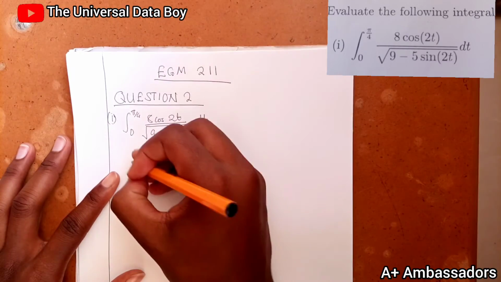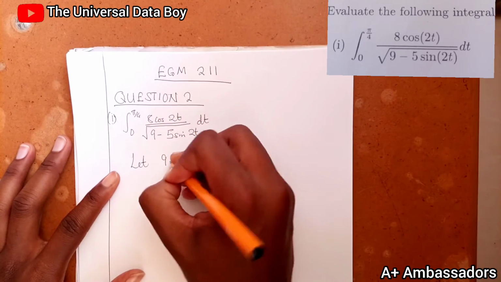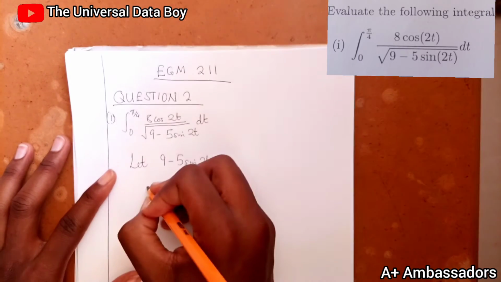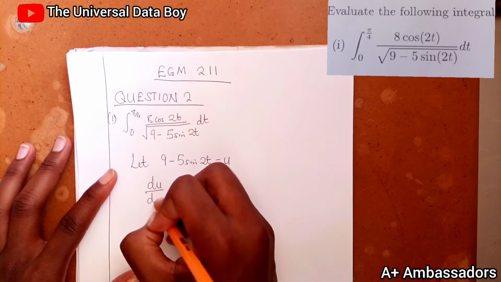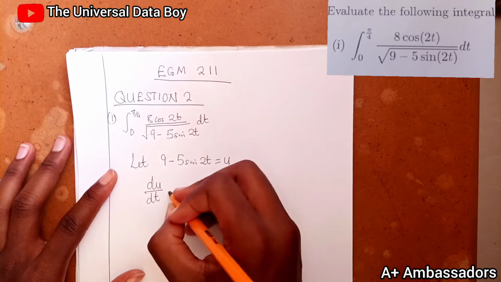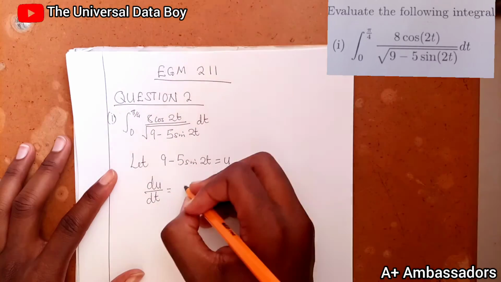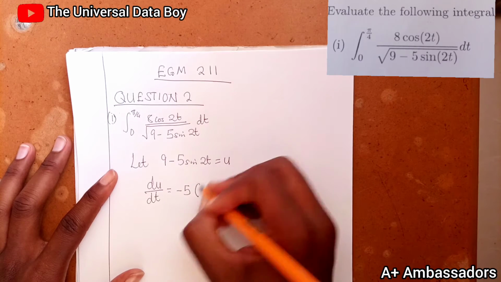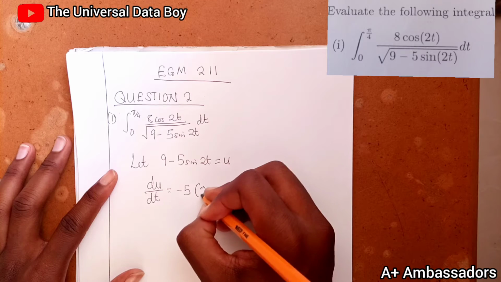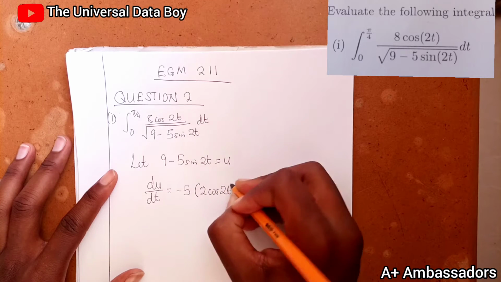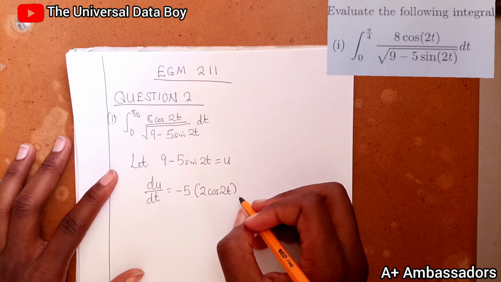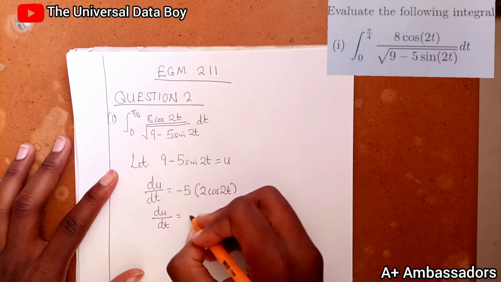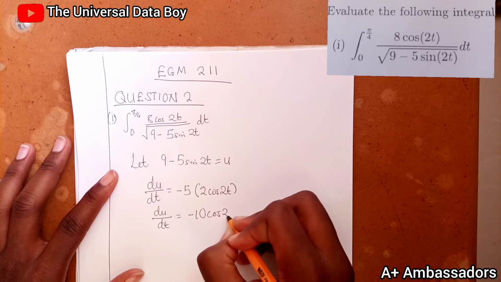So now we let 9 minus 5 sine 2t be equal to u. So then our du with respect to t, when you differentiate, we have 9 is just a constant, so it's 0. Then this negative 5 is also a constant, so we put it outside. Then the derivative of sine 2t is 2 cosine 2t. So then you can say du over dt is equal to negative 10 cosine 2t.